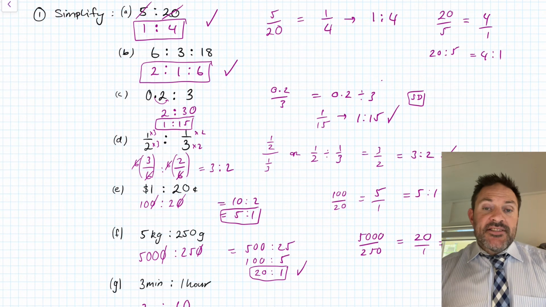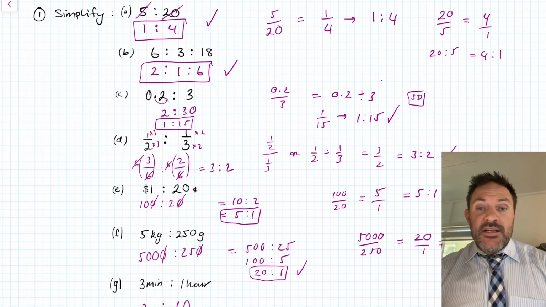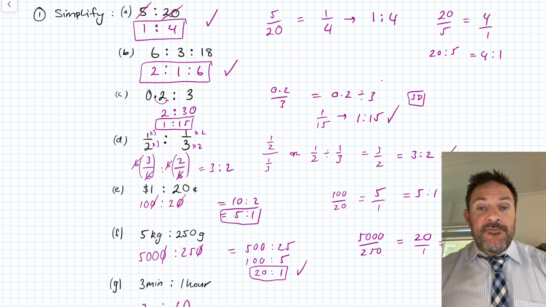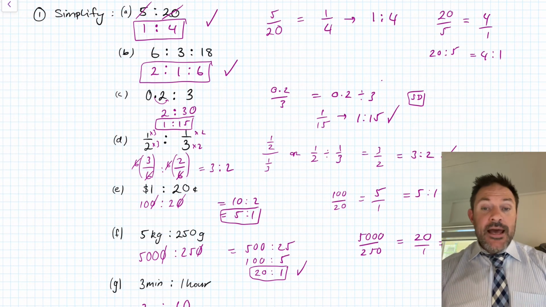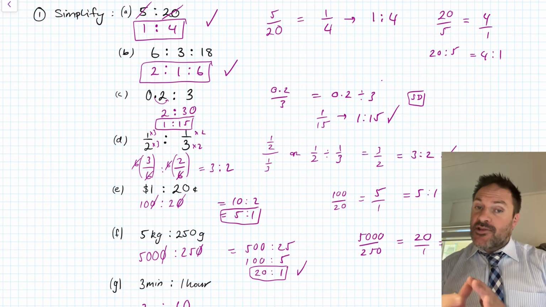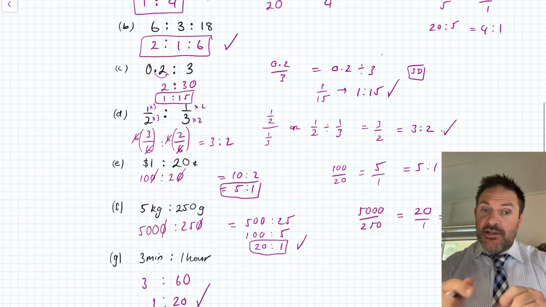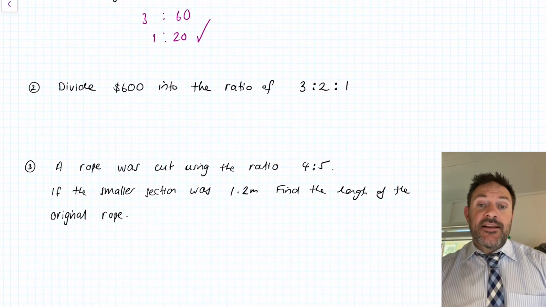If you leave the units in, for example, 1 minute to 20 minutes, guess what? You get marked down, okay, because it's not a simplified ratio. A simplified ratio has no units. So please be careful with that. No silly incorrect answers, please.